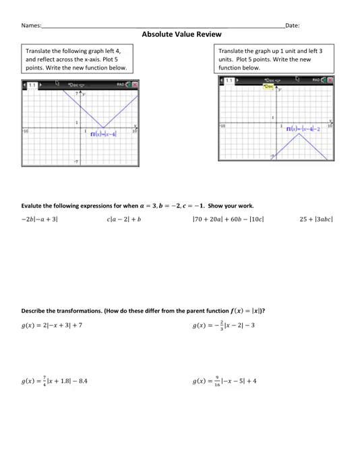In this video I'm going to go over transformations of absolute value functions, evaluating absolute value functions, solving absolute value functions, and solving absolute value inequalities.